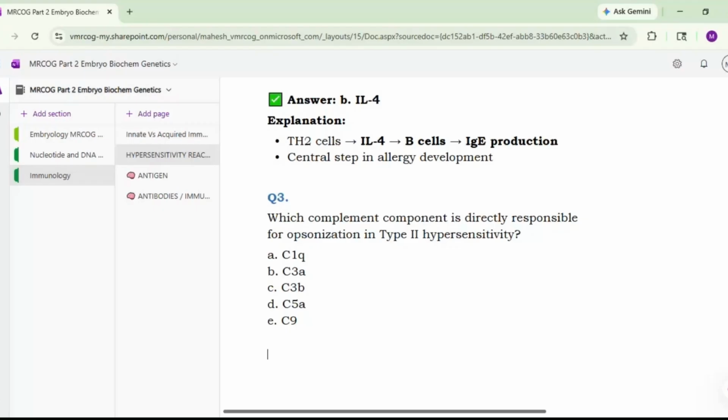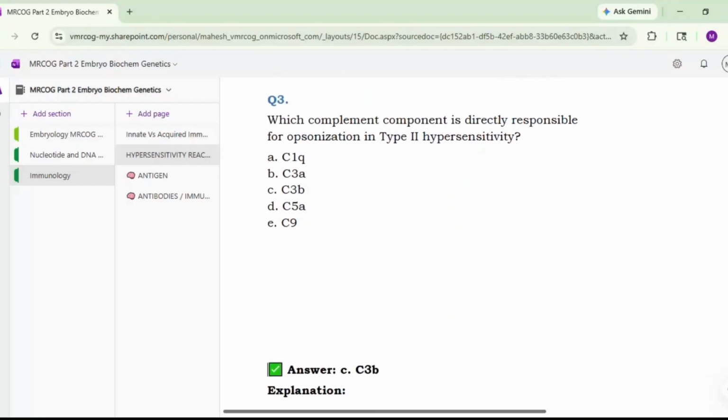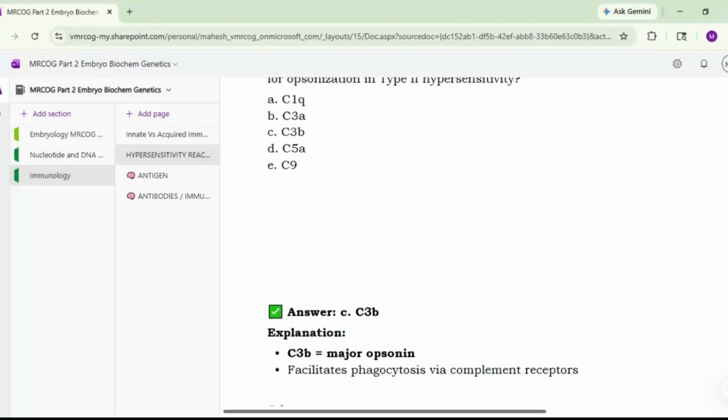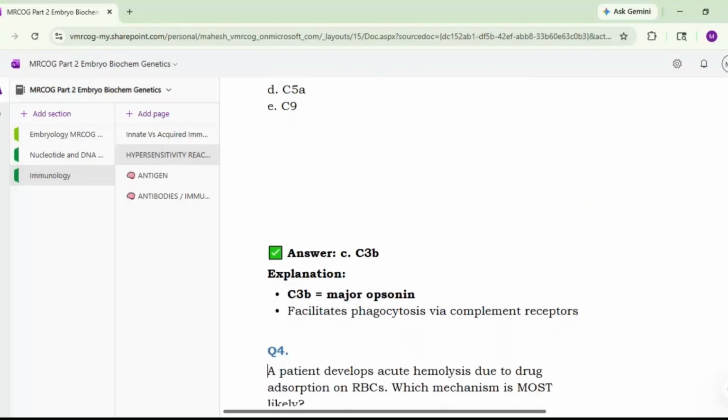Opsonization is C3b. Chemotaxis is C3a and C5a. Yes, C3b is opsonization. C3b is a major opsonin, facilitating phagocytosis via complement receptors.